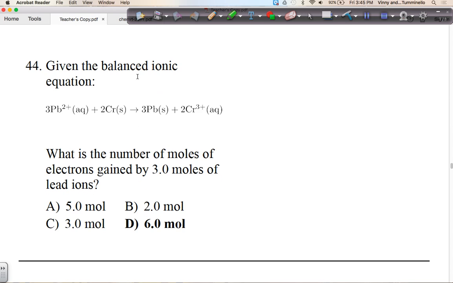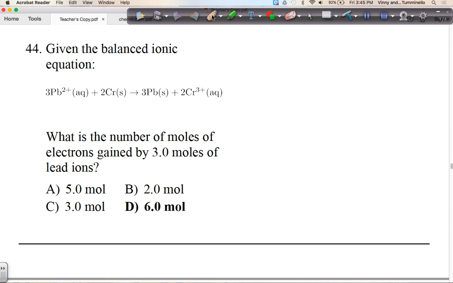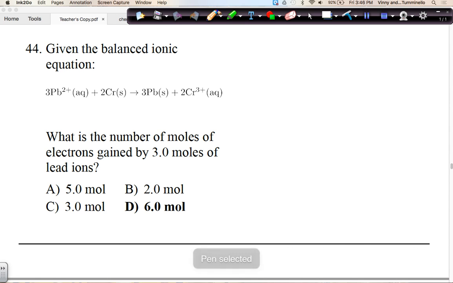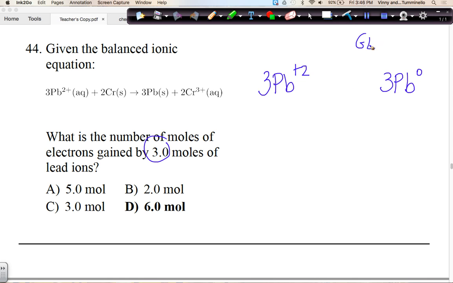For number 44, given the balanced ionic equation, what is the number of moles of electrons gained by 3 moles of lead ions? When they give you a number of moles for lead, that means they want you to use that coefficient when you write your equation. So we have 3 Pb2+ turning into 3 Pb0. This is reduction because the electrons are being gained and the charge is going down, +2 down to 0. And we said that for reduction, the electrons are going to go before the arrow. What they're asking is what coefficient goes in front of the electrons.